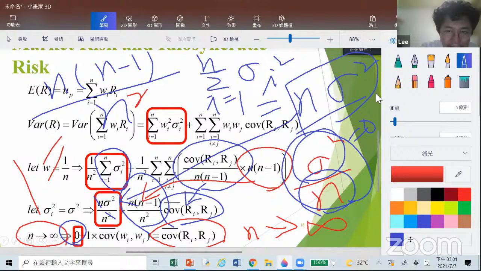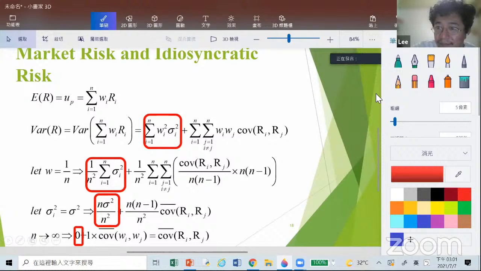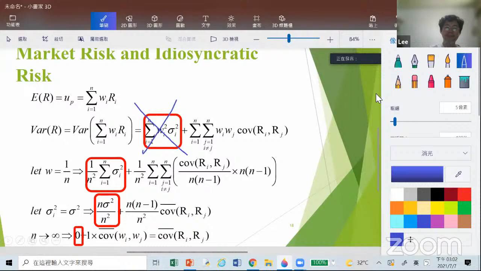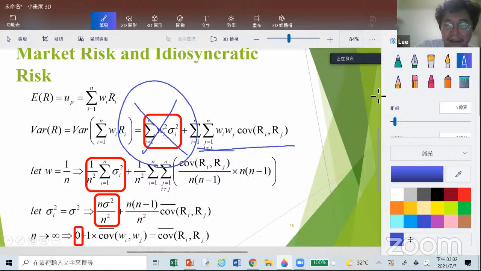So you can see from the beginning until the end, we just cross out this part. This part is idiosyncratic risk from the individual stock, and this part is from the market, the market risk. So you cannot reduce this part. You can only reduce the other part by increasing your number of stocks.